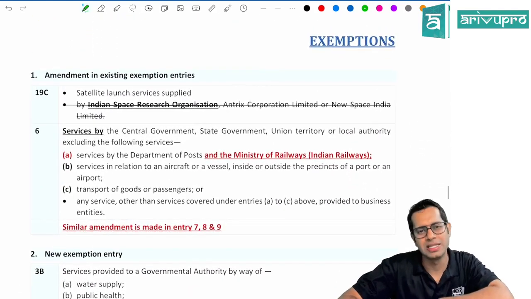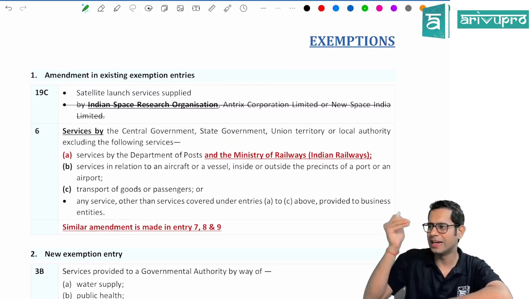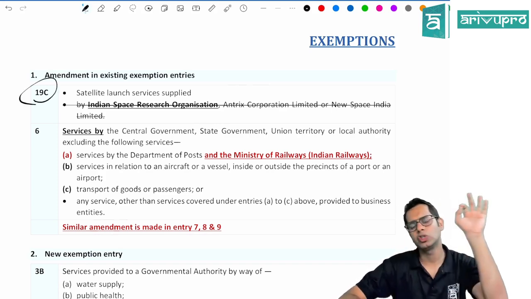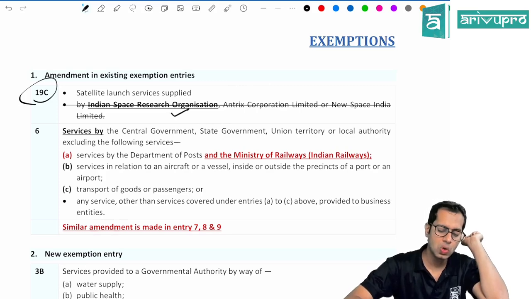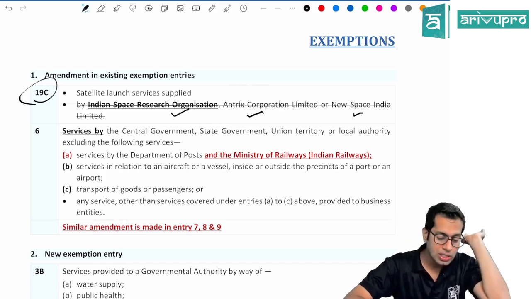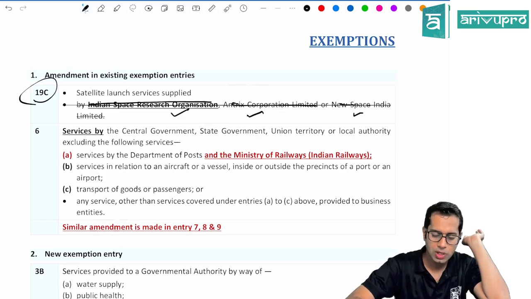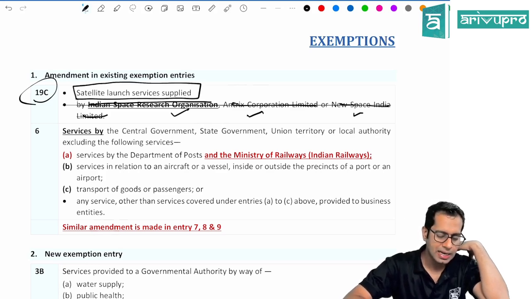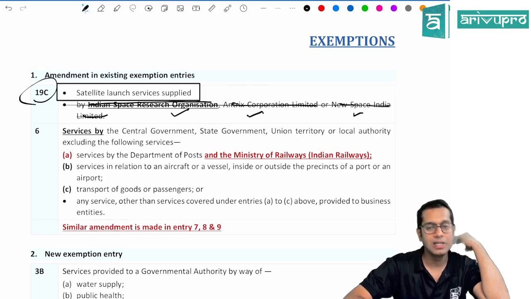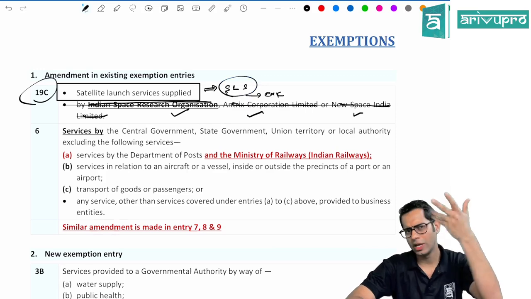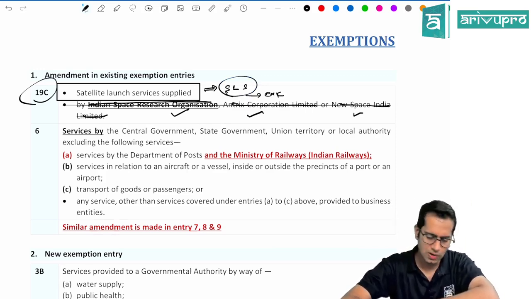Next, there is a topic called exemptions. In exemptions, they have removed a few items and added a few items. What have they removed, sir? Satellite launch service was exempt before only if it was given by ISRO, Antrix Corporation Limited or New Space India Limited. But now they have removed these words. Meaning, any person giving satellite launch services will be exempt. So now any person giving satellite launch services, their services will not be taxable.